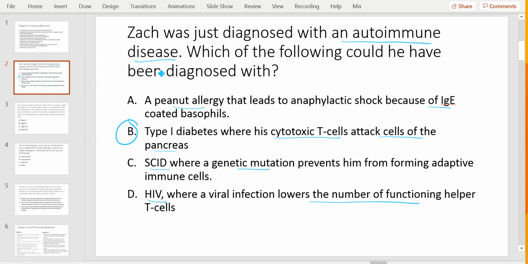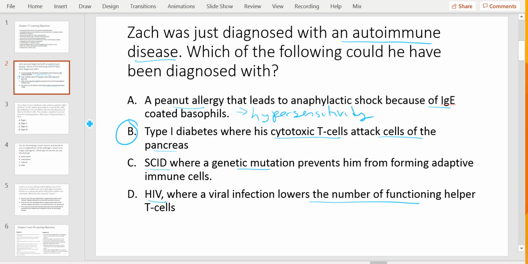A here, this is an example of a hypersensitivity because the immune system is overreacting to something. So a peanut allergy, if you've got a peanut antigen, that is foreign, but it's not something you necessarily wanted the immune system to really be attacking.